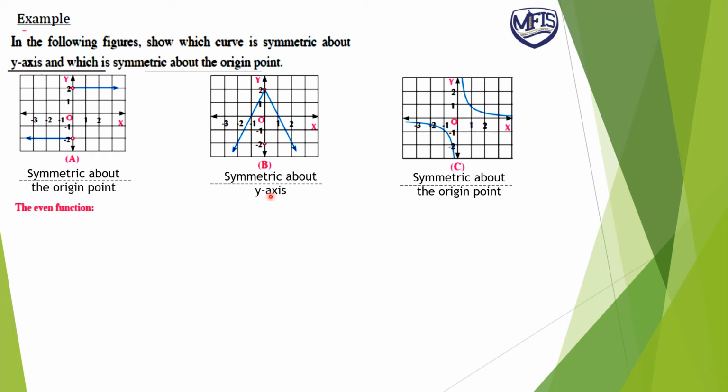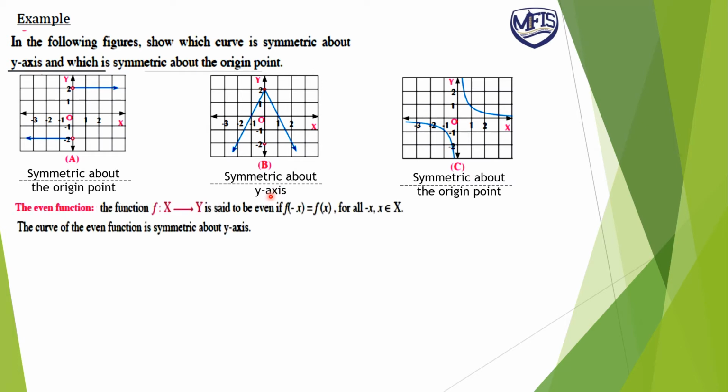Okay, let's see even functions. A function is said to be even if f of negative x equals f of x. يعني here figure 2 is called an even function. Why? Because f of 2 equals negative 2 and f of negative 2 also equals negative 2. So the y-axis is the symmetry axis, so this function is called even.